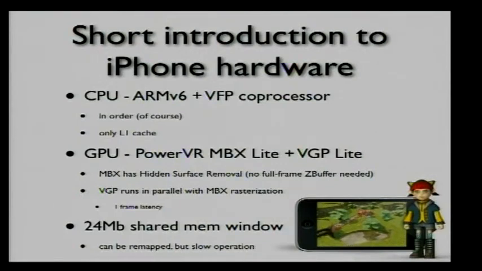I'll do just a brief introduction to the iPhone hardware. I'm pretty sure everyone knows it, but there is a CPU, which is ARM v6. It's paired with the VFP coprocessor, a SIMD coprocessor. And on the CPU side, there is a small problem. There is only an L1 cache, and the memory is quite slow. So memory bandwidth is usually a problem on the iPhone.